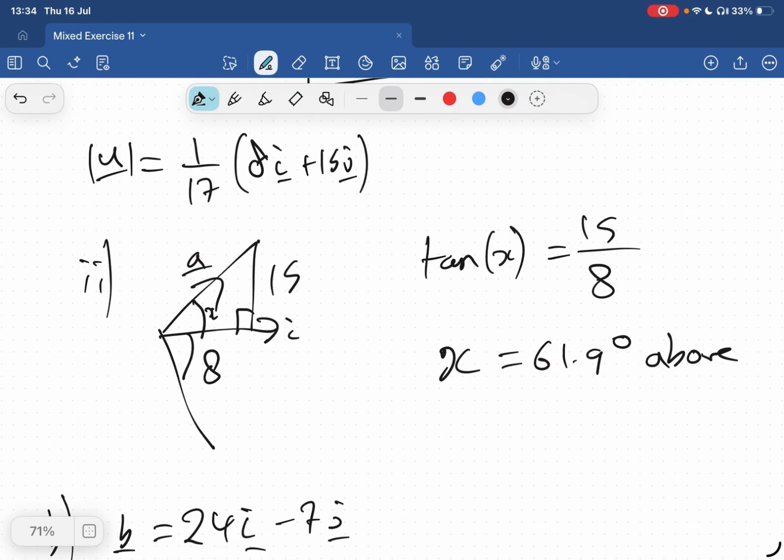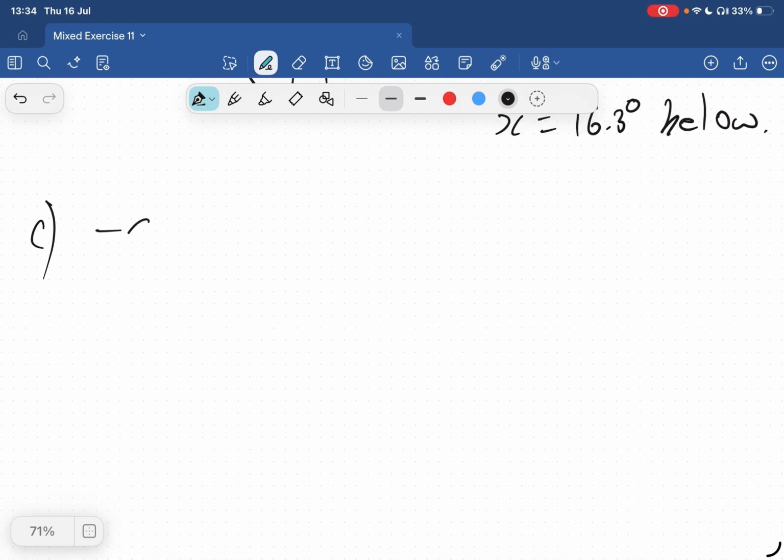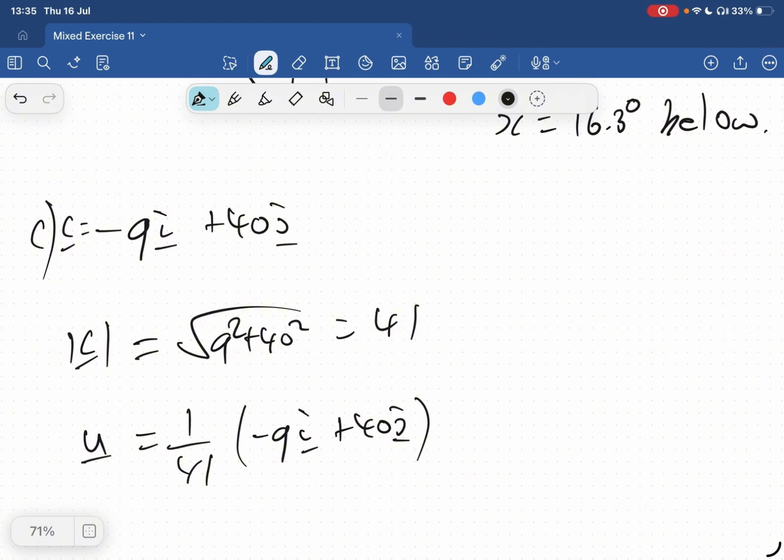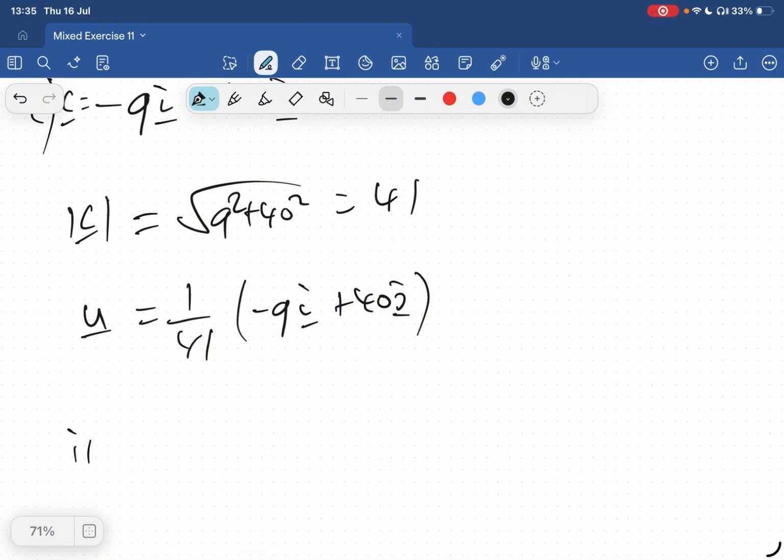Okay, C, minus 9i plus 40j. This is our C. Yet again, we find the magnitude of C, which is 41. So the unit vector is going to be 1 over 41, lots of negative 9i plus 40j. Perfect.